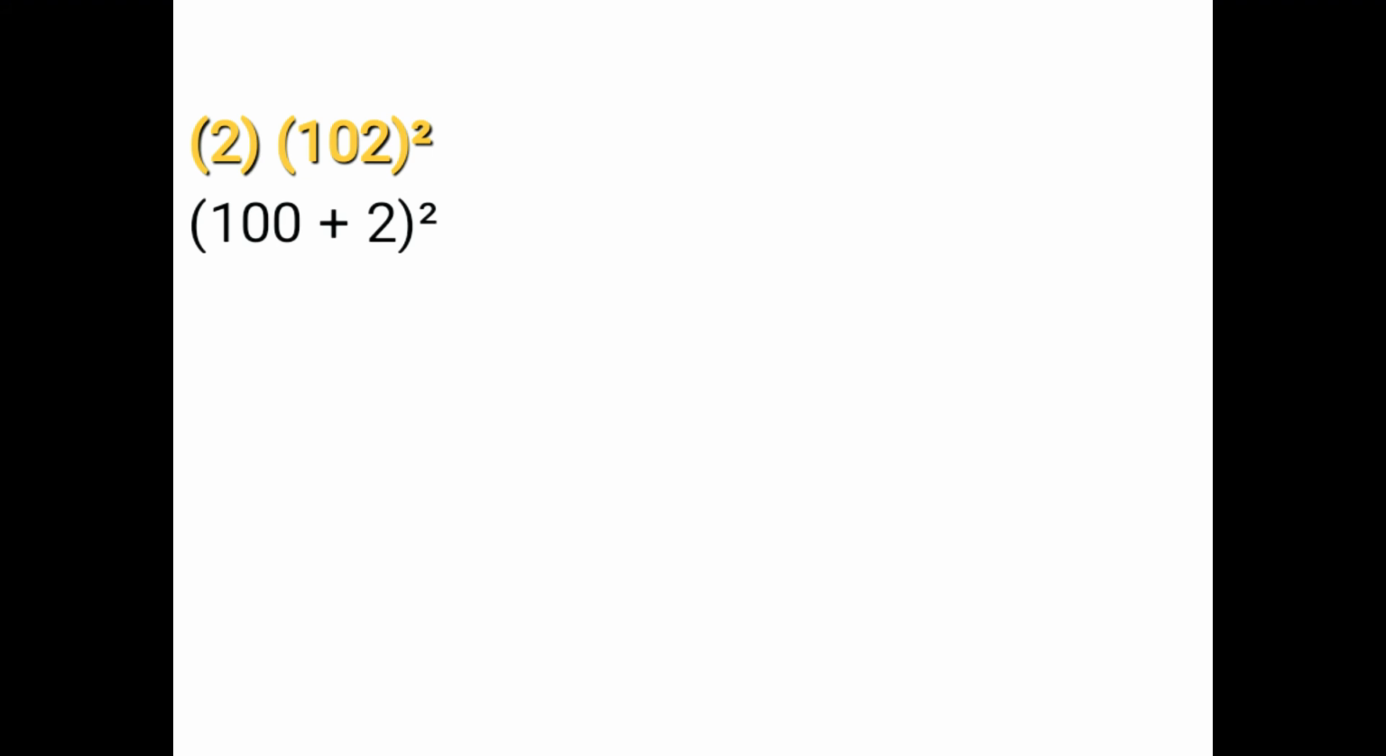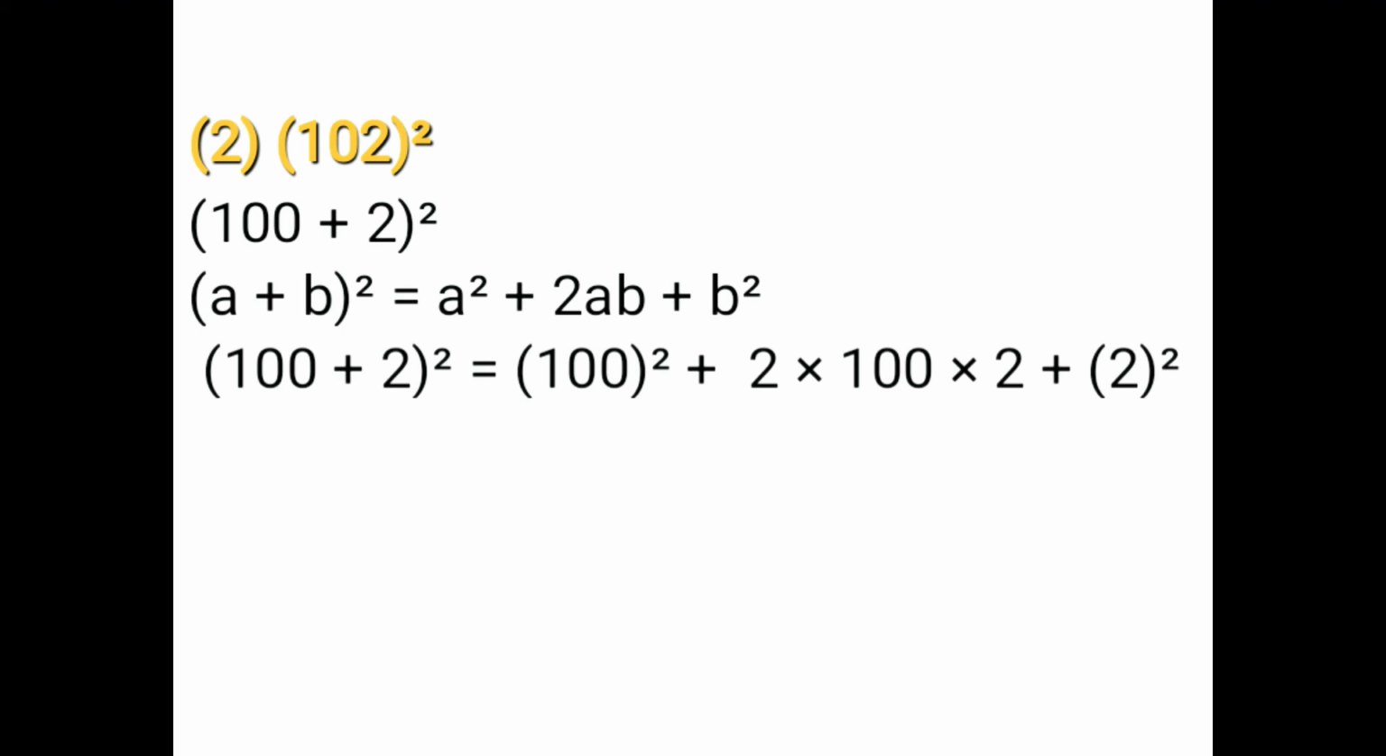So use the formula a plus b the whole square. A plus b the whole square is equal to a square plus 2ab plus b square. That is, 100 plus 2 the whole square is 100 square plus 2 into 100 into 2 plus 2 square. 100 is in a place, then 2 is in b place. I wrote it in this form. Which number belongs to a and b? For 2ab you always have to take the multiplication form.